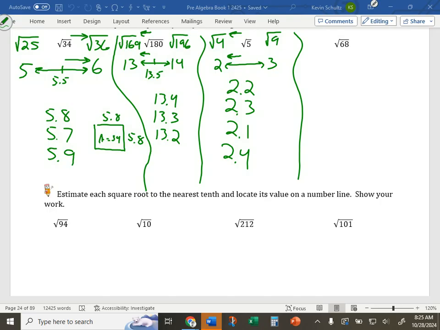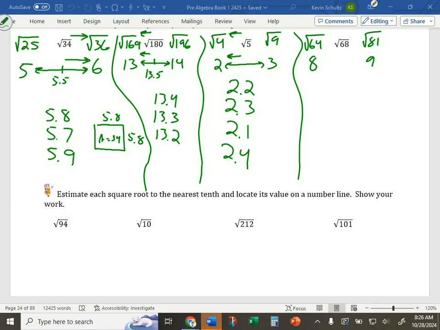All right, what number goes on the left side of it? 64, which is equal to 8. Okay. What number goes on the right side of it? 81, which is equal to 9. Okay, now might come the tricky part.